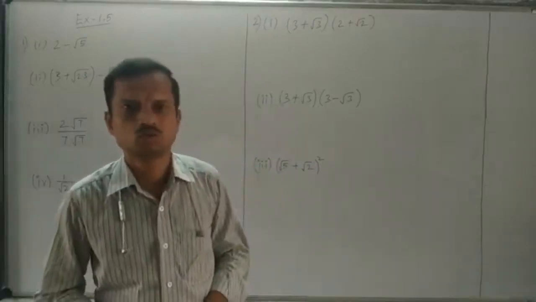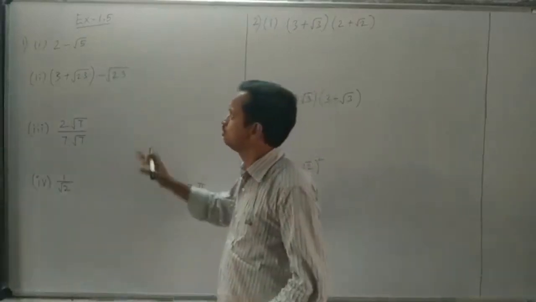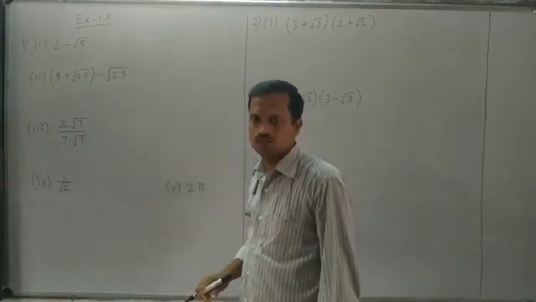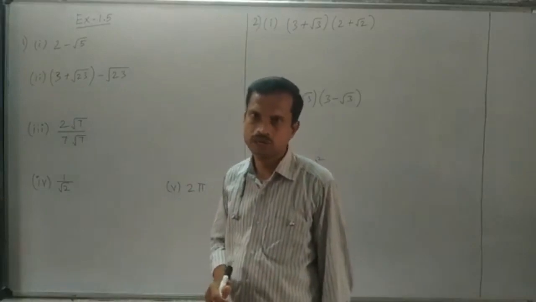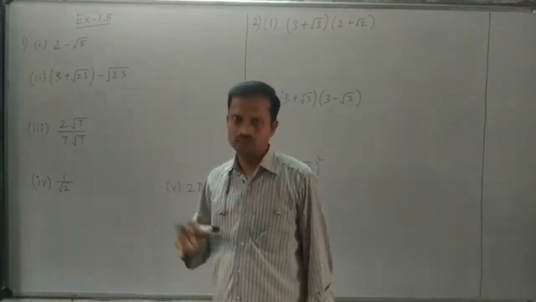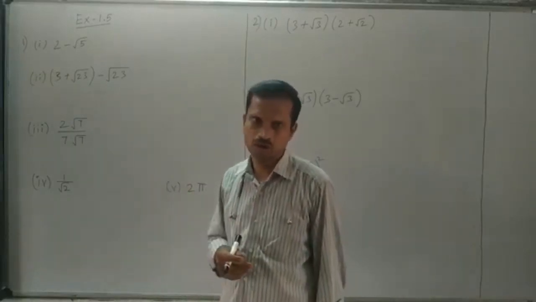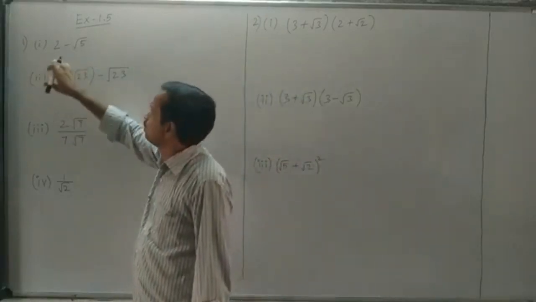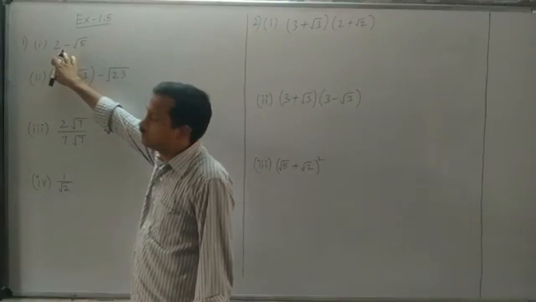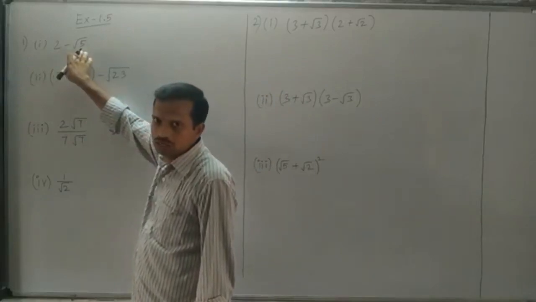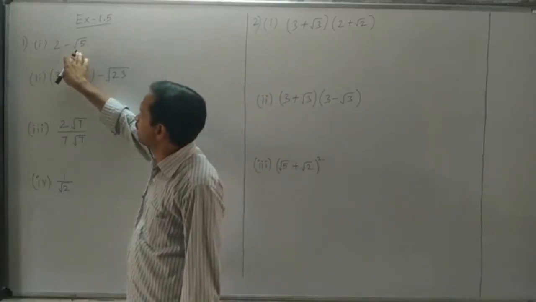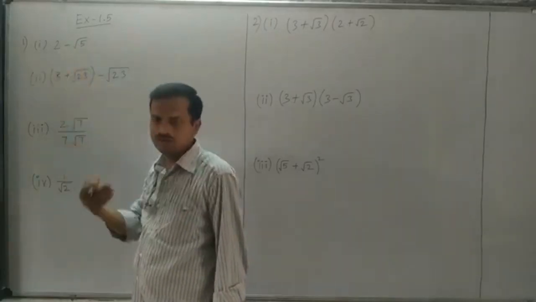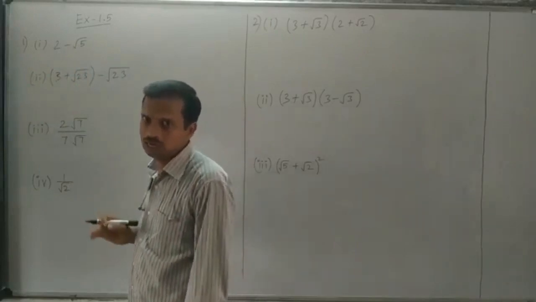And now coming to exercise 1.5, the first one is we have to classify all these 5 options, either rational or irrational. And you know what are the rational and what are the irrational forms. Now 2 minus root 5. So 2, you know, is rational. But what about root 5? It is irrational. So when we subtract an irrational number from a rational number, definitely you will get an irrational number.